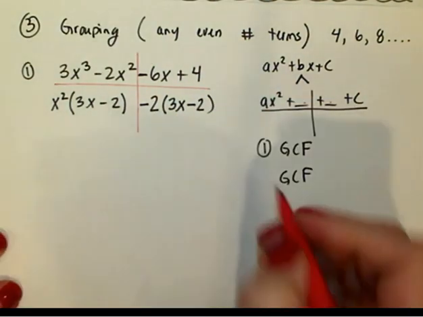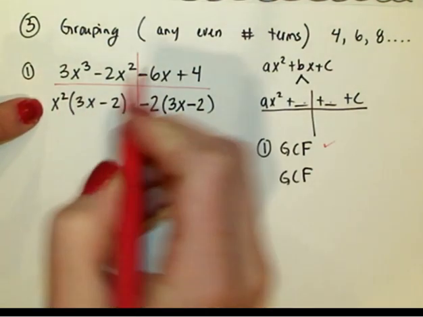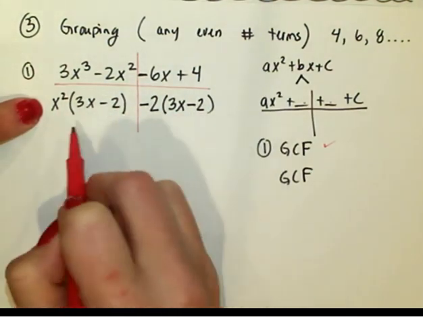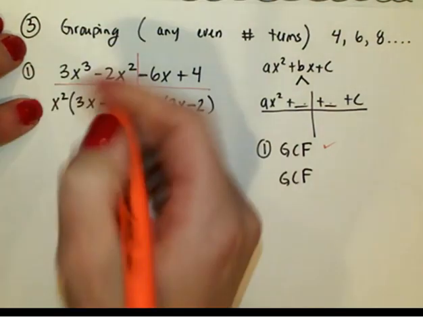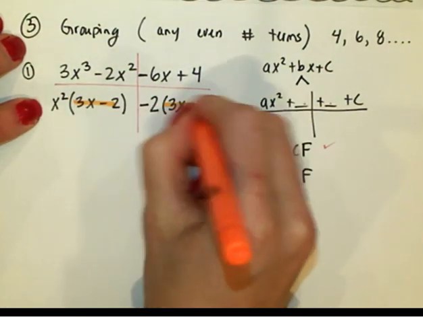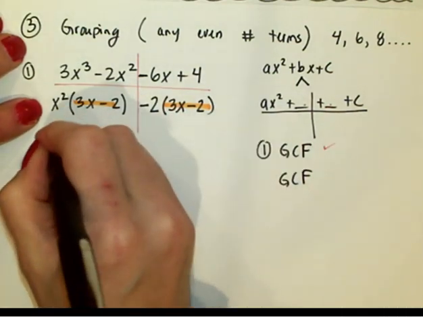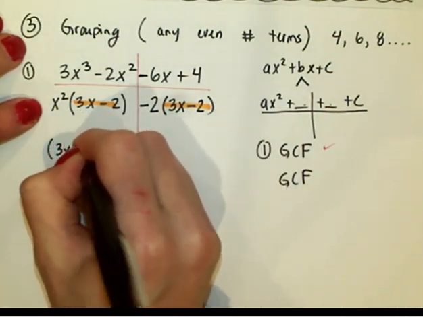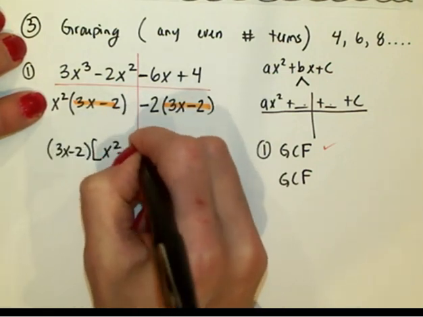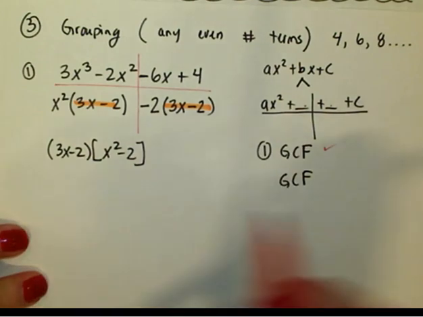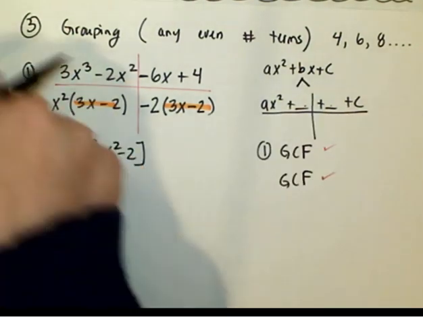Now, that was the first GCF. The second GCF is what's common between these 2 groups. It's this factor right here. This factor is common. It's called a binomial, 2 terms. So we're going to take the common factor in front, then write down what's left. So we did GCF once, twice, and then 3 times.